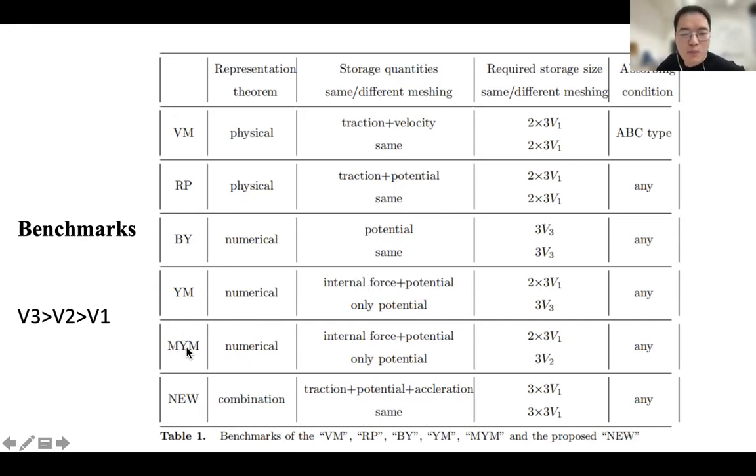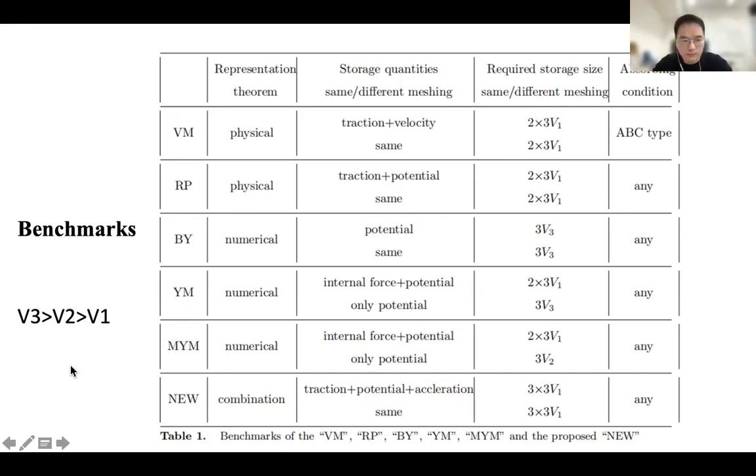And for the MYM way, it is the same as YM, but because we do not need the additional layer, we have less memory. And the last one is that we can use the traction potential oscillation to combine the VM way and the MYM way. And we will see what's the difference between doing the simulation in the following pages. And as for the storage size, V3 is larger than V2 and larger than V1. Because V1, we know, is the 2D interface memory part. And the volume for V3 is the element size.